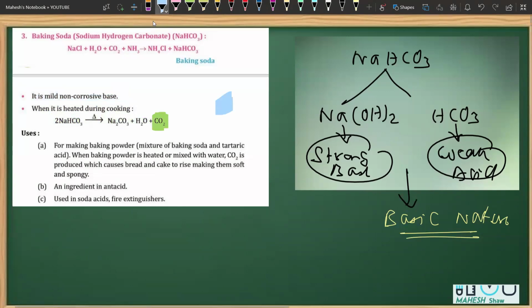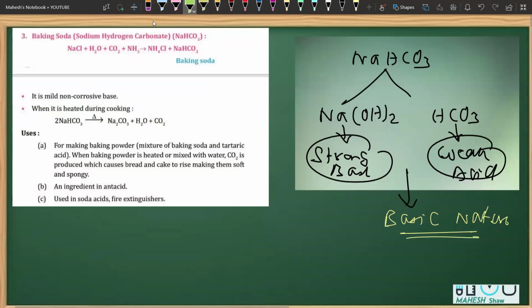For example, if I take this dough and mix it with baking soda, on heating it will expand and make many holes. And that is the reason the cake becomes fluffy. The carbon dioxide produced escapes out of the dough by making tiny holes everywhere. That's why the dough rises and the cake becomes fluffy. So this is the reason why carbon dioxide is used for making the bread rise.